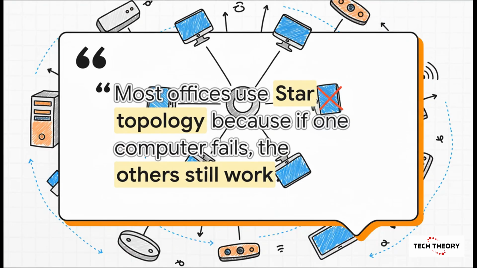And there's a really smart reason this is so common, especially in places like offices. Think about it. If your computer crashes, it doesn't affect anyone else because everyone has their own private connection to the center. The rest of the network just keeps on humming along. It's a huge deal for reliability. One problem doesn't create a catastrophe for everyone.